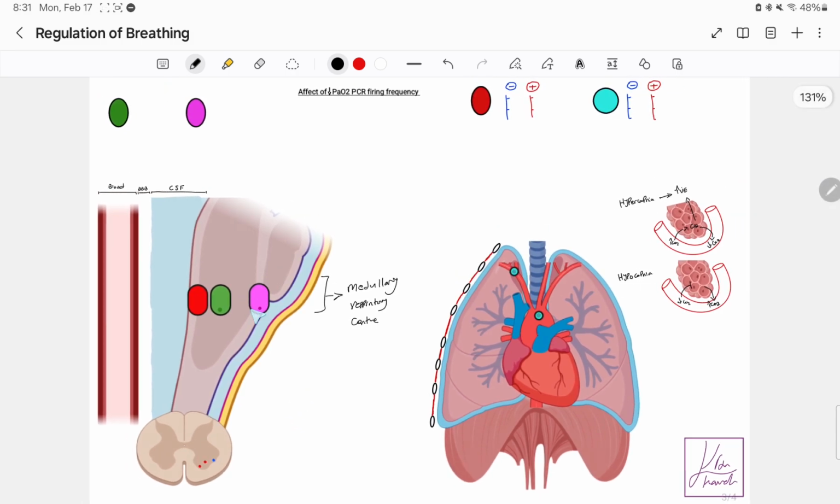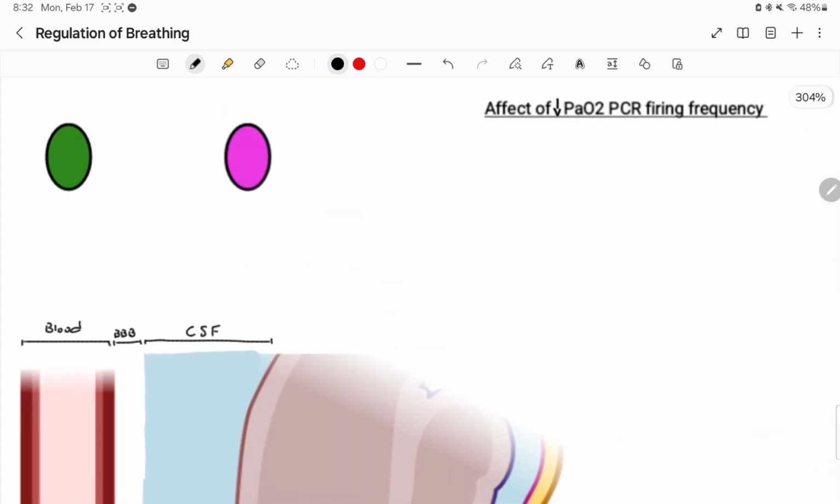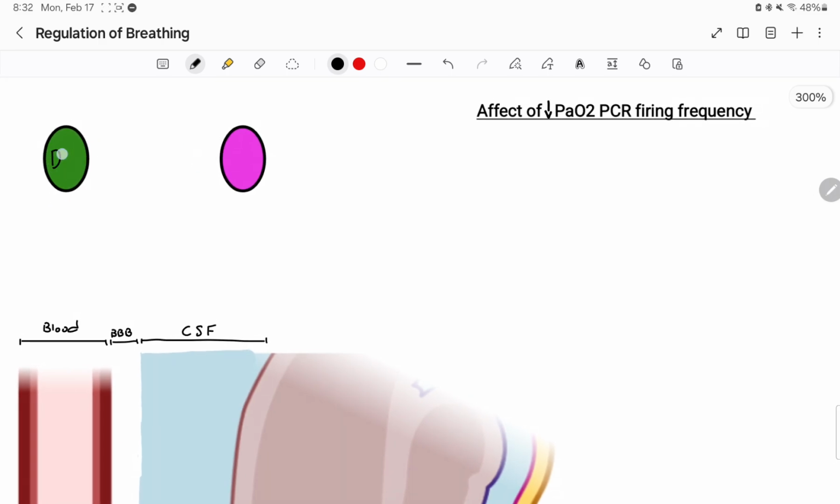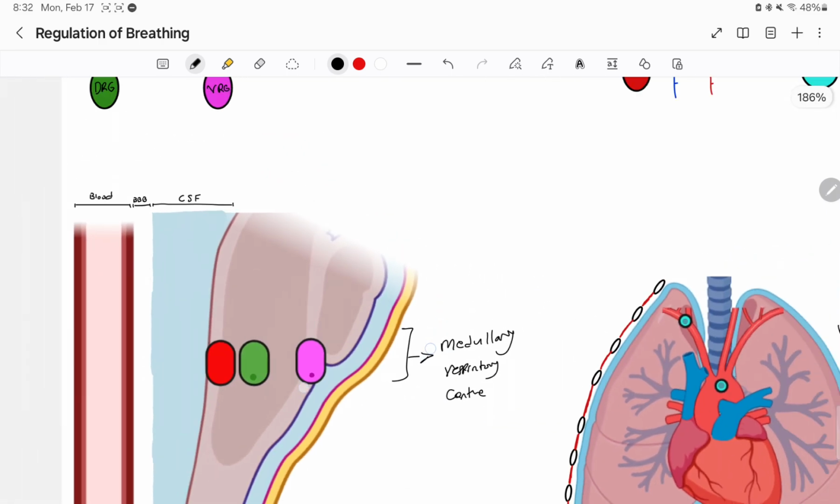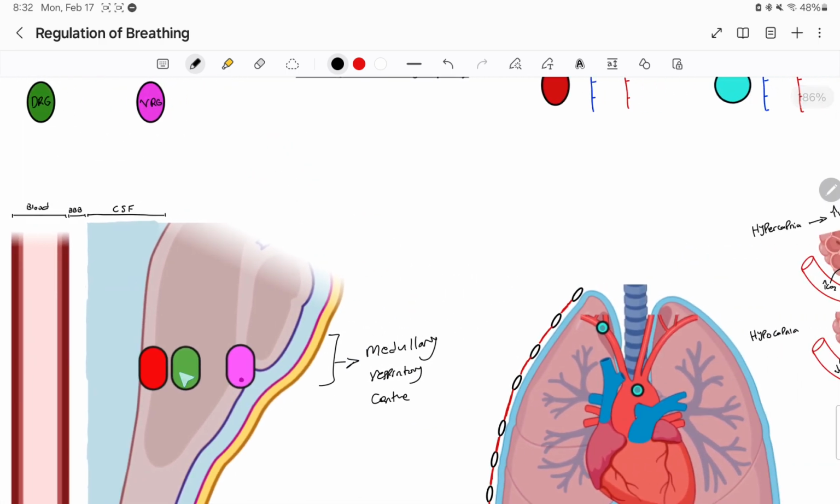Okay, well, there's a specific group of neurons within this medulla, or this medullary respiratory center, that we have to talk about. The first one being this green guy, okay, is called the DRG. And then there's another one here called the VRG. And they're both right here, okay? We're just going to write down some notes about them over there. DRG and the VRG. So why are they called the VRG and the DRG? Well, this entire thing stands for the ventral respiratory group. This one stands for the dorsal respiratory group.